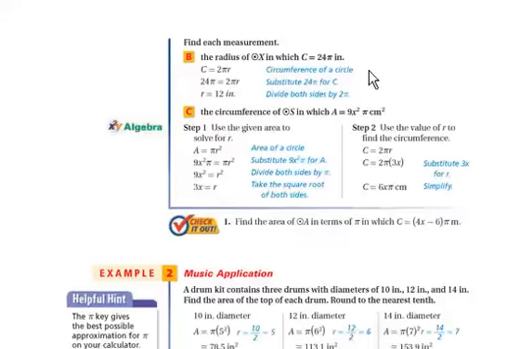So here we have a couple more examples. Again, these are kind of algebra problems here, so you're solving for a certain measurement. They're going to give you, for example, the circumference here or the area here, and then you're going to solve for r, the radius.